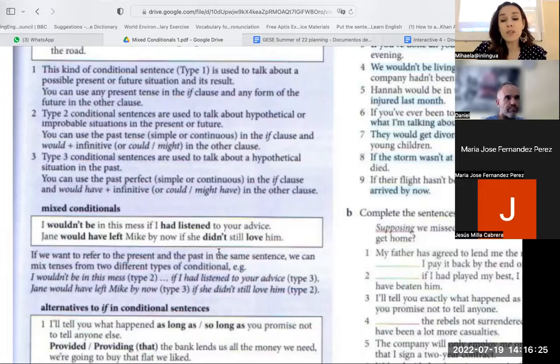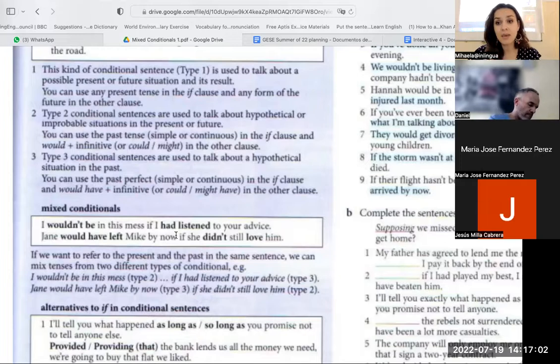Now, the difficulty with conditionals in general, and when we refer to something in the past, is that you need to place that past very clearly to make sense. And they say, Jane would have left Mike by now. By now indicates that I'm referring to the past. Everything that came before the now is the past. So it has to make sense. And there's nothing else to teach about mixed conditionals, really, if you understand the relationship between condition and consequence.